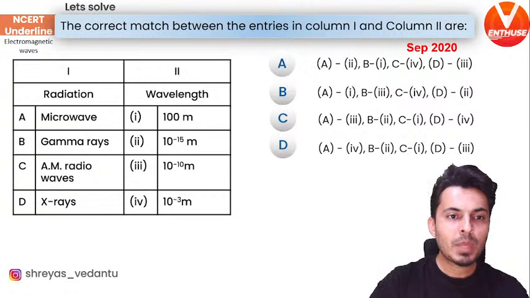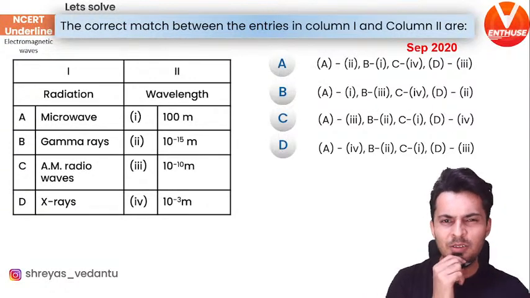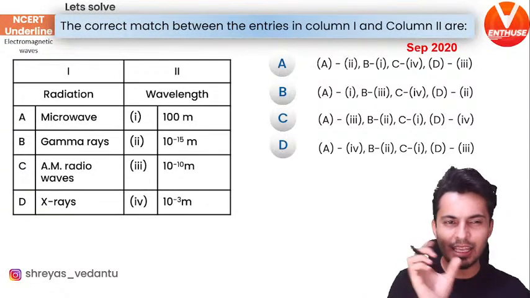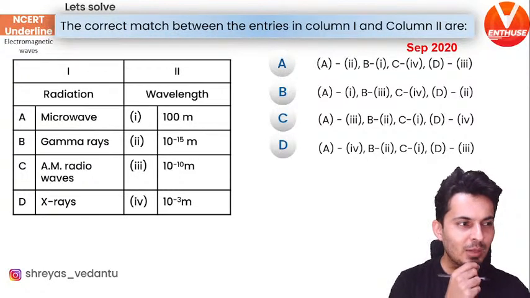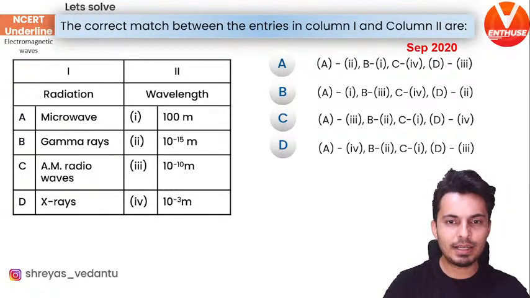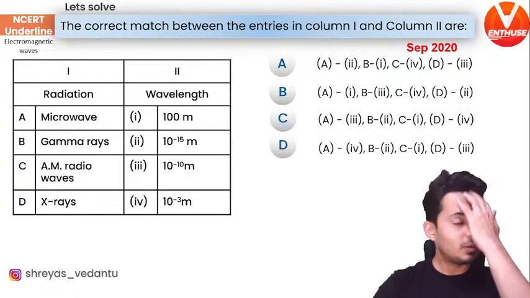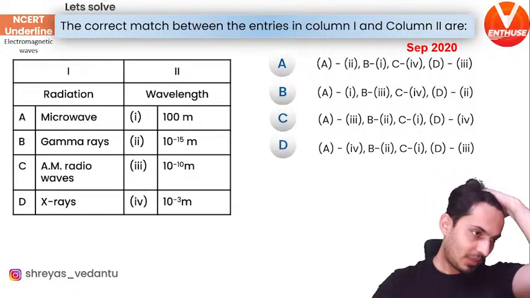Figure this out. Microwaves, what do you think is the approximate wavelength? Gamma rays, what's the approximate wavelength? AM radio waves, what's the approximate wavelength? X-rays, what's the approximate wavelength? Come on, you should be able to get this. It's not that difficult. Figure this out. What do you think is the answer?